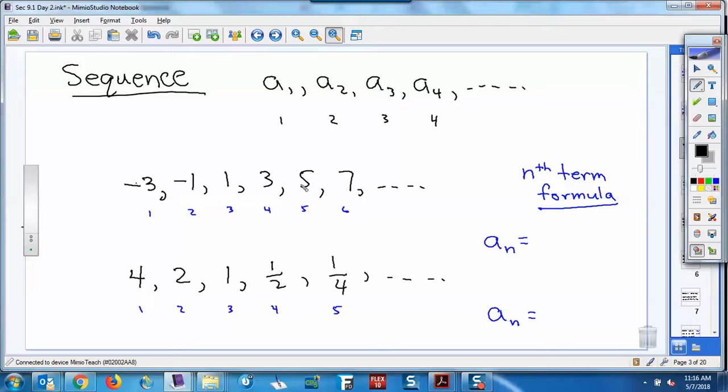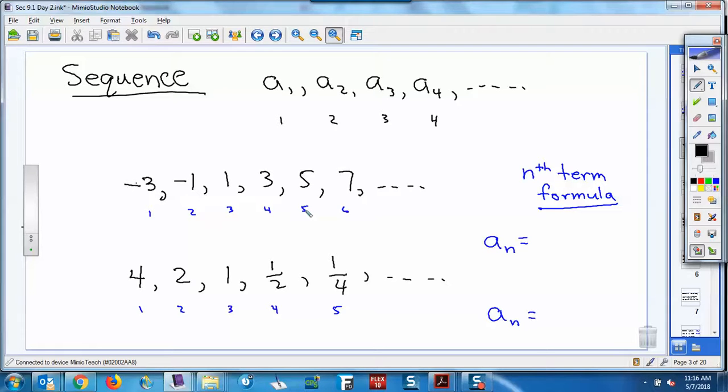Okay, so here would be a sequence right here. Just an example of a sequence. I've written the number of the term down below it. What would be the nth term formula for this? What would be your first thought in trying to find the nth term? This is the very beginning of your homework now. What are you looking at here?